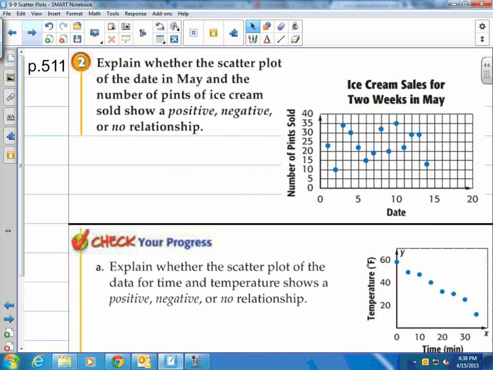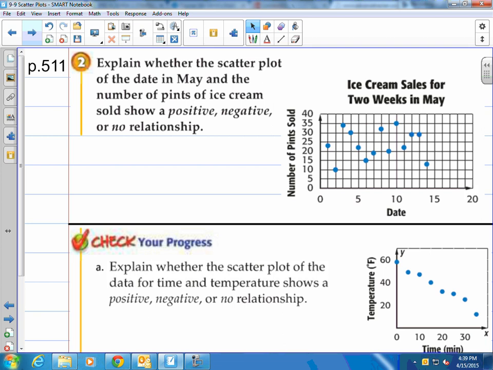Explain whether the scatter plot of the date in May and the number of pints of ice cream sold shows a positive, negative, or no relationship. All right, look at the graph. Ice cream sales for 2 weeks in May. So in 2 weeks in May, they've plotted the points of how many pints of ice cream they sold. And you can see there, it looks like on the first day that they took it, it was about 22, 23, 24, somewhere there. And then the second, they had 10. The third, they had 34, it looks like. And so on and so forth.